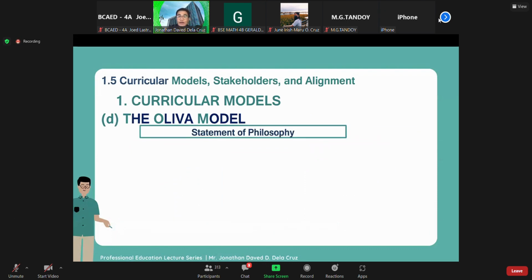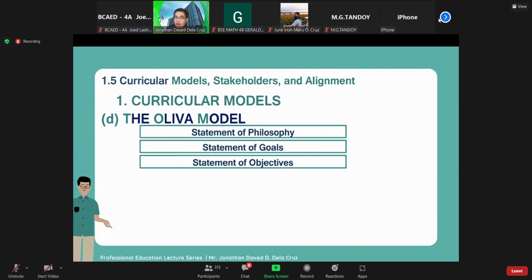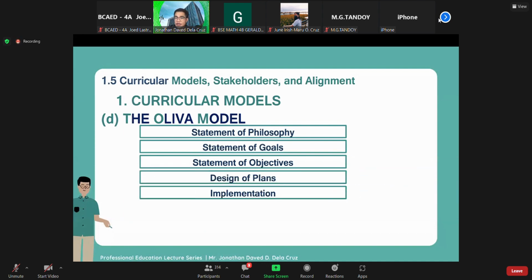Next is the Oliva model or the TOM naman. Di ba? TAM, team, TEM, TOM. So, TOM, statement of philosophy. And then you derive your goals from those philosophies. And then you derive your objective from the goals, design of plans, and implementation and evaluation.